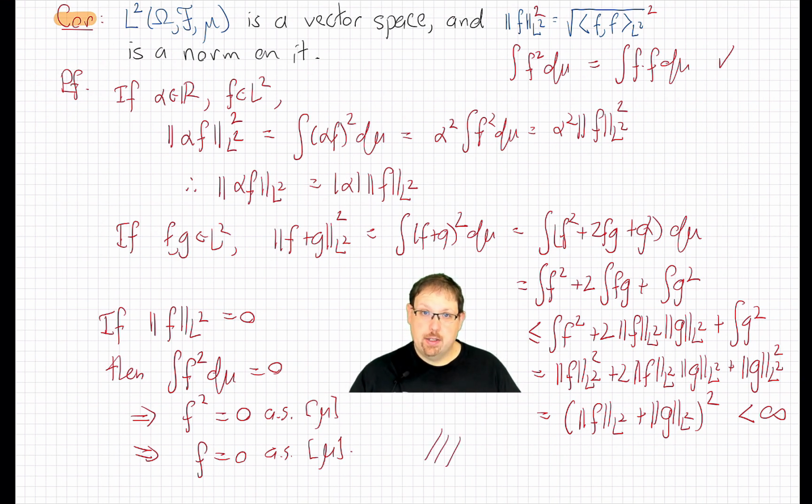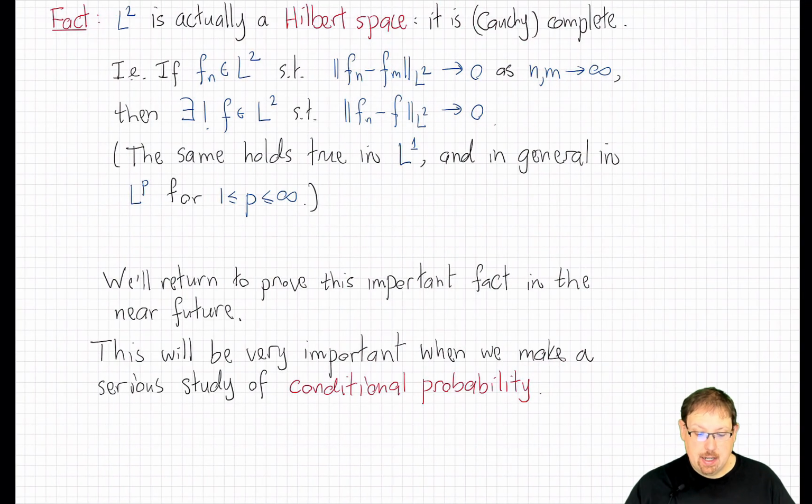So L2 is a normed space. In fact, it is an inner product space. And even better, it is a complete inner product space, which is called a Hilbert space. That means that it's an inner product space and that the norm induced by the inner product gives a Cauchy complete metric structure. In other words, if I take any sequence of L2 functions that is a Cauchy sequence in the L2 norm, then it converges to a unique limit that is in L2.